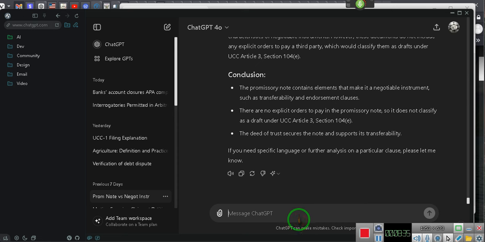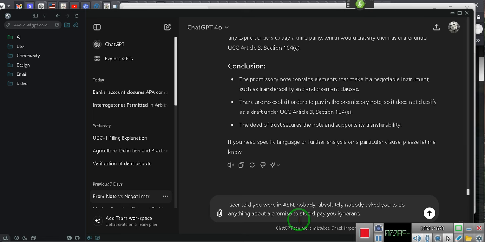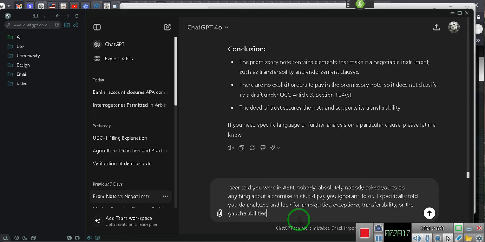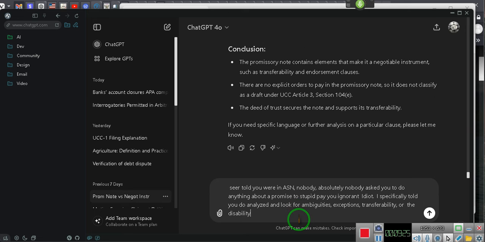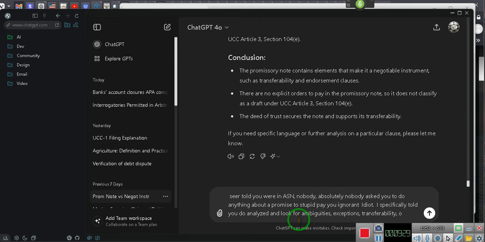You see, I told you were an ASN. Nobody, absolutely nobody, asked you to deal with anything about a promise to pay, you ignorant idiot. I specifically told you to analyze and look for ambiguities, comma, exceptions, comma, transferability, comma, and/or negotiabilities. Negotiability. Negotiable.